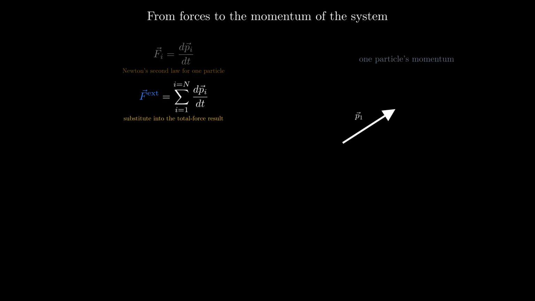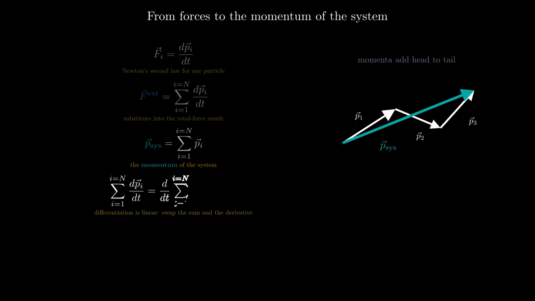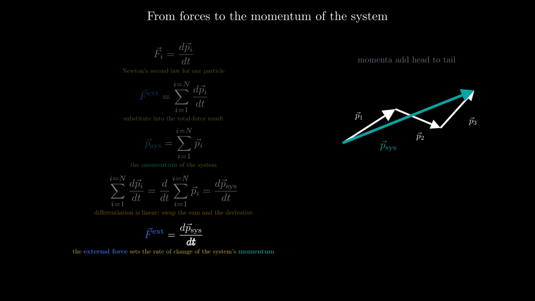Bring momentum back in. For each particle, Newton's second law says the force on it equals the time derivative of its momentum. Substitute that into what we just proved. The external force on the system equals the sum over all particles of the time derivative of each particle's momentum. Now define the momentum of the system as the vector sum of the individual particle momenta. Momenta add as vectors head to tail. Because differentiation is linear, the sum of the derivatives is the derivative of the sum. So the external force equals the time derivative of the system's momentum.